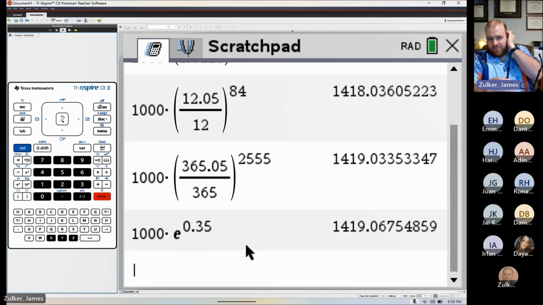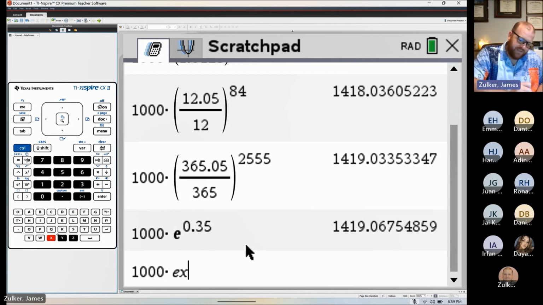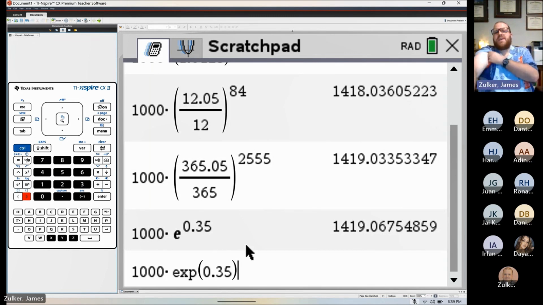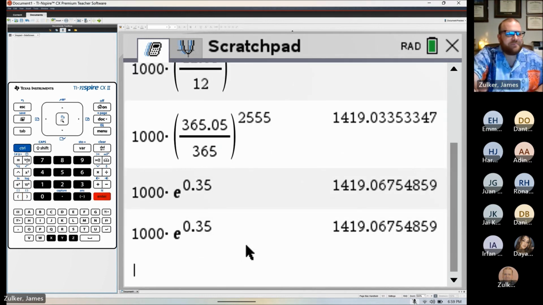There's another way you can do it with the Inspire. You can also just type out EXP, parentheses, and then what E is being raised to the power of. So EXP is the natural exponential function command. Right, and if once I enter, it should convert to E to the 0.35, which it did. See that? So either way.